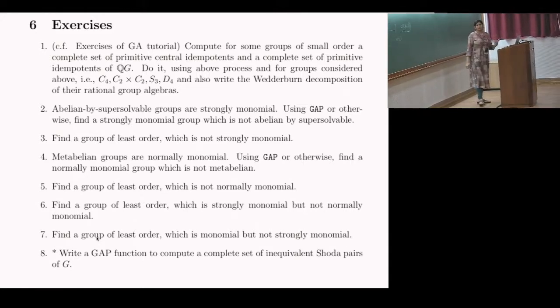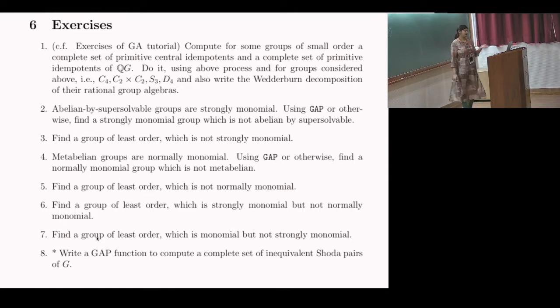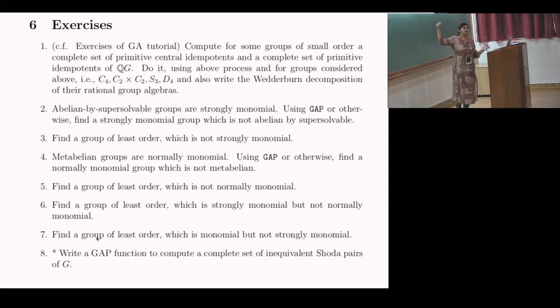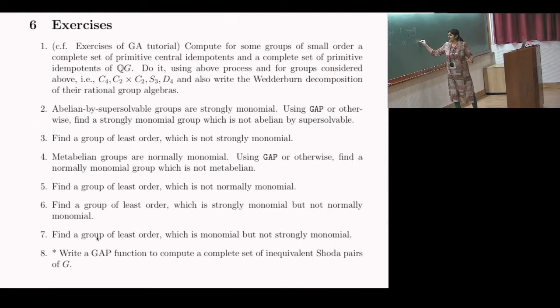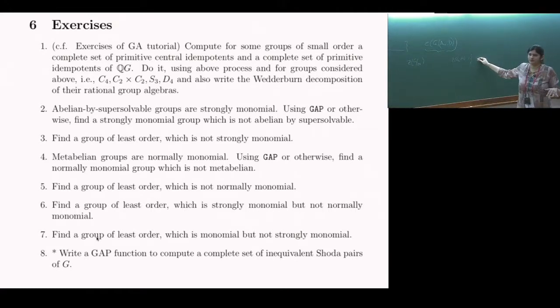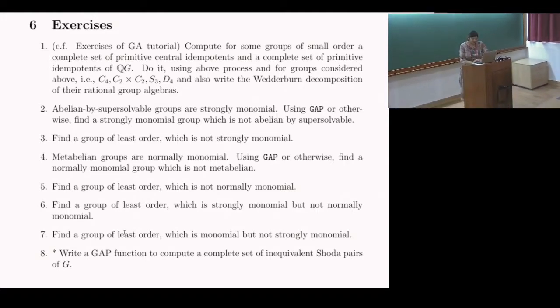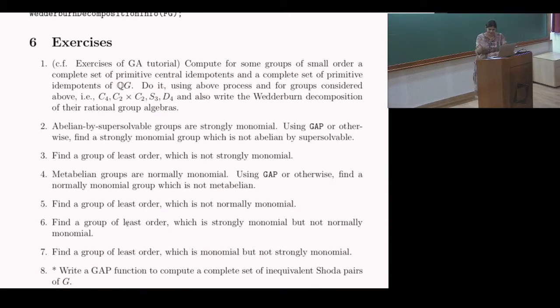And there was another exercise which could not be taken up yesterday, which was to write down, for some groups of small order, the complete set of primitive central idempotents of QG. Now you have a way using Shoda pairs. So at least for the small groups that we have taken earlier, you can see by the Shoda pairs what are the PCIs that you get. Explicitly as elements of QG, you can write them down. This e_G(N,K) does not really look very nice, but if you work them out for those examples, you can really write it as a group ring element. But then you need to see this to understand this. So these are the exercises related to that.